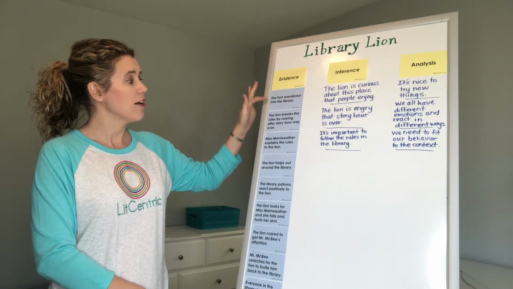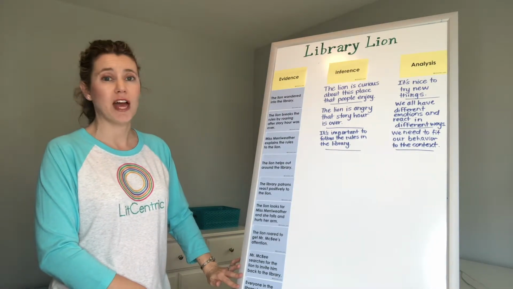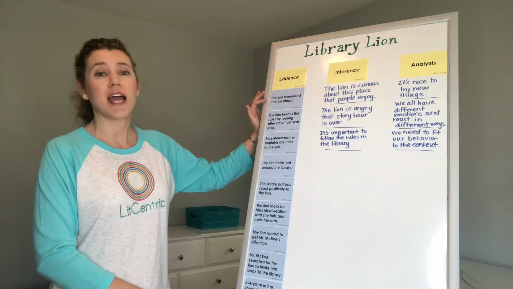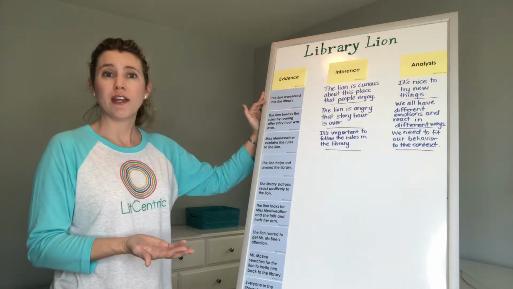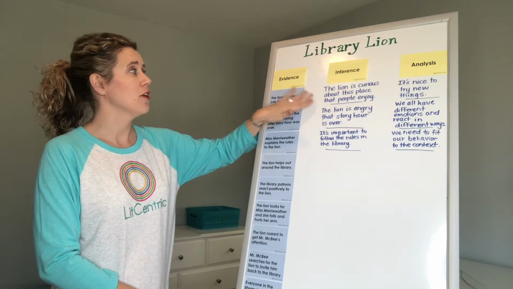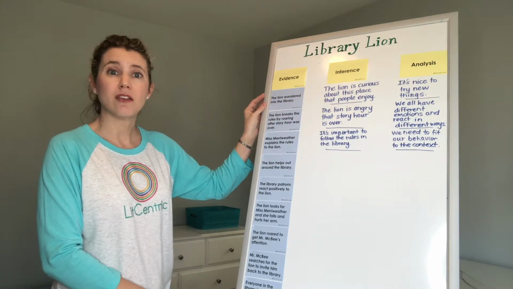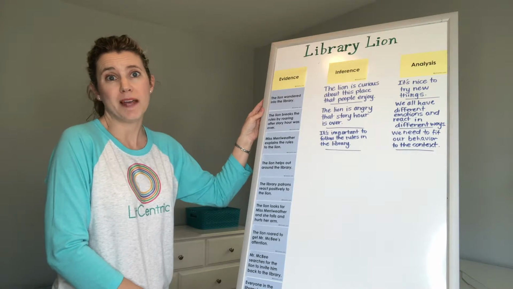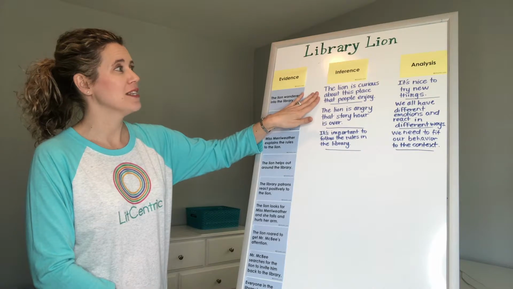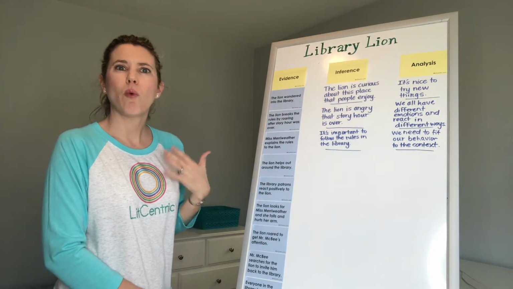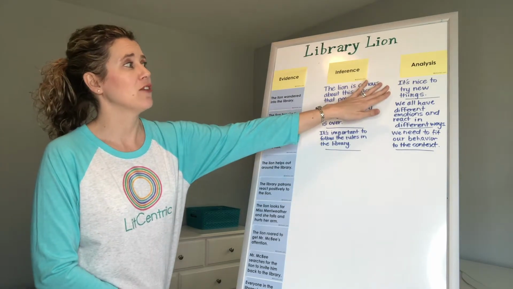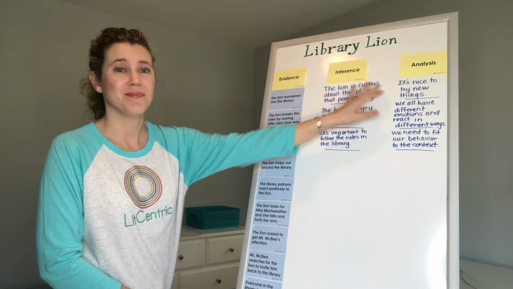First, I have the cards here that I printed out under the evidence, and they're actually listed in order of how they appear in the book. And first we have the lion wandered into the library. So we know that occurred. It's a basic recall function of the text. And we can infer that the lion wandered in because he's honestly curious about this place that people enjoy, because you wouldn't normally find a lion in the library. So we infer that he's curious. And when we analyze that further, we think, what does curiosity mean for us in our lives beyond this text? And I have here the suggestion that it's nice to try new things.